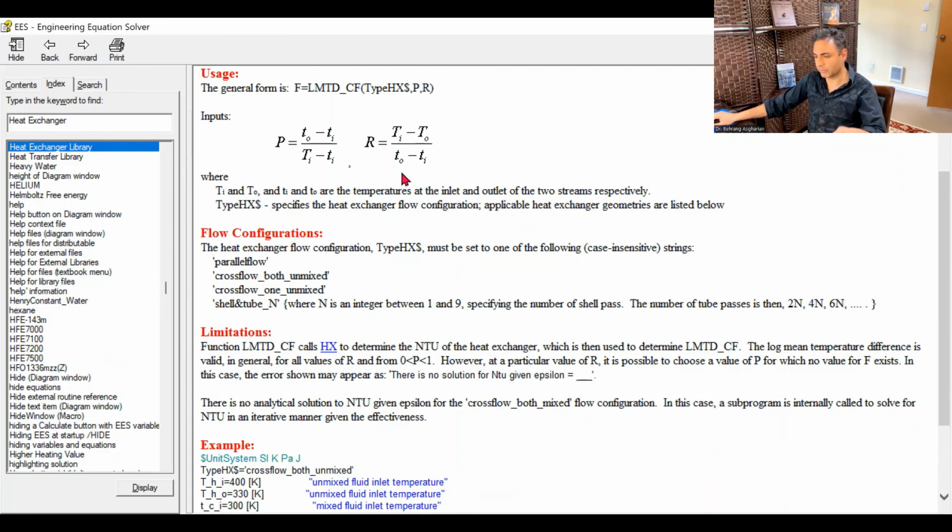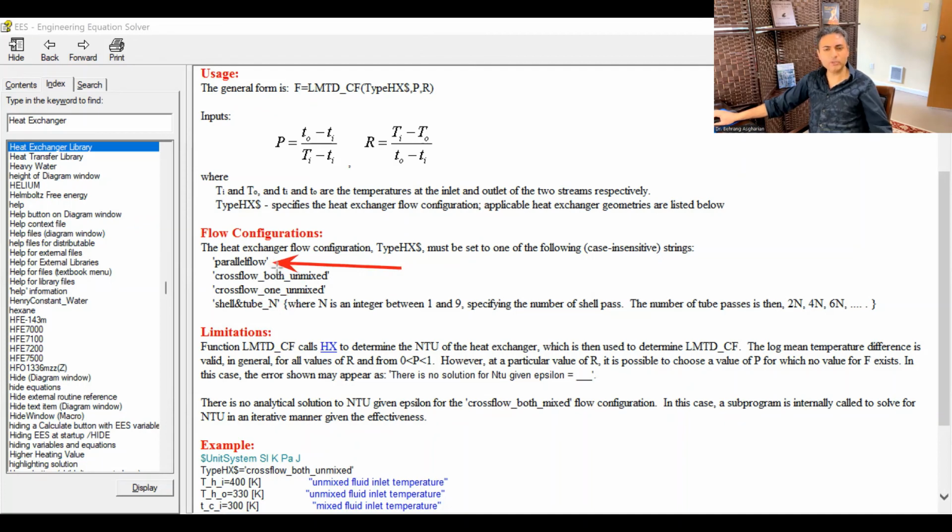I think I did a better job explaining. But so you have P and R, same thing, and it tells you that there are 4 types of heat exchangers that you can type here in the function, and you can get the results you want. You have the cross flow, both unmixed. You have the cross flow, one mixed, and you have shell and tube. But look, there is another one here, parallel flow.